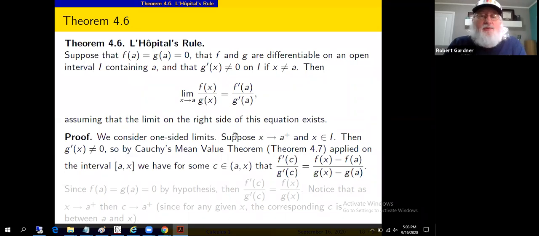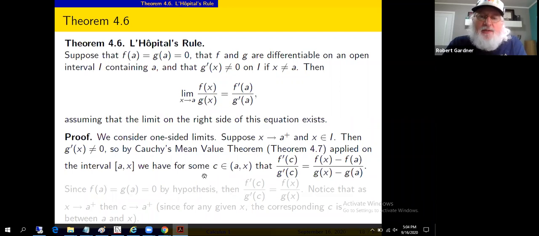Okay, so we'll look at one-sided limits. They'll behave quite similarly from both sides. Suppose x approaches a from the positive side, and x is inside this interval we were talking about up there. On that interval, g prime of x is non-zero. That's where the interval came from. So we can use that theorem we just proved, Cauchy's mean value theorem, theorem 4.7, and apply that to these functions on the interval a to x. Instead of applying it on the interval a to b, we're applying it on the interval a to x. Right-hand endpoint's x instead of b.